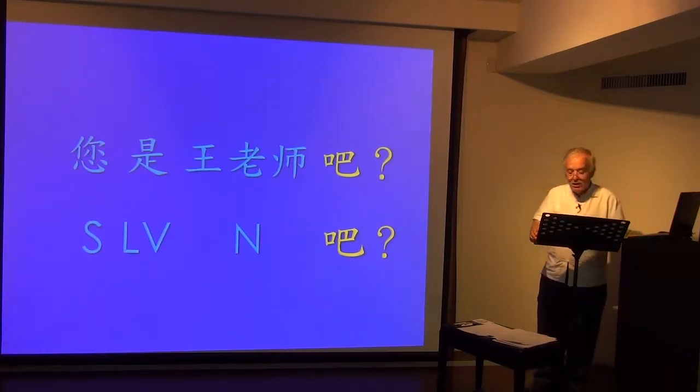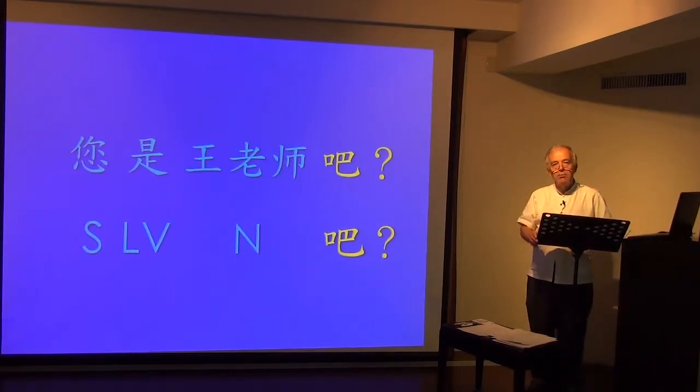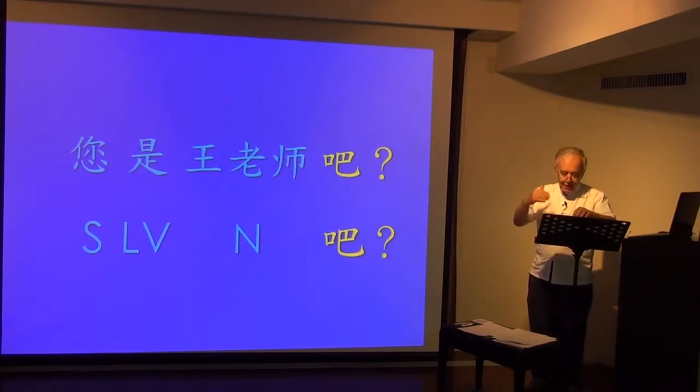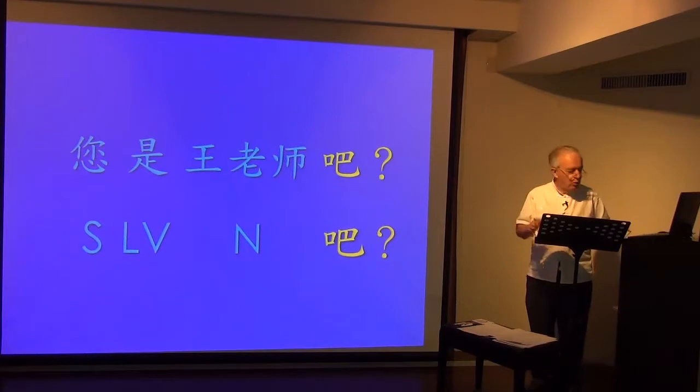Practicing, the teacher can ask the student questions. 您是美国人吧? 您是老师吧? Obviously, some that the student has to deny. 您很忙吧? And then get the student to say things to the teacher, also using ba.